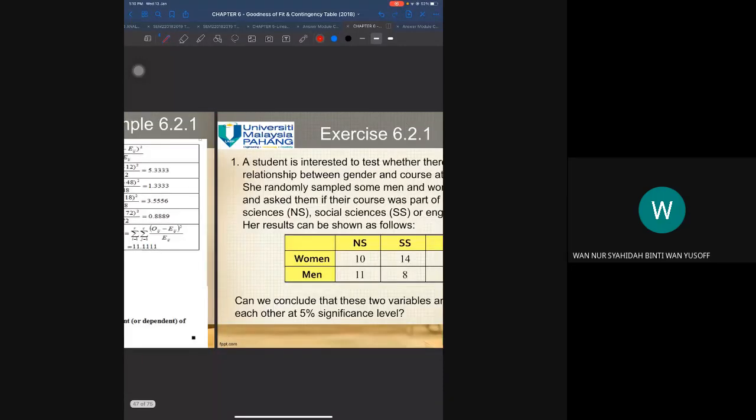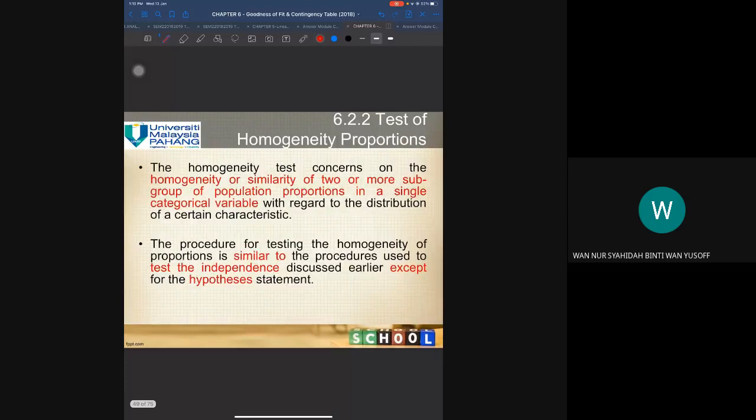Okay, homogeneity of proportion. Homogeneity is about the similarity of two or more subgroups of the population proportion in a single categorical variable. So the task of the homogeneity of proportion is that we need to test the similarity or equality of the row variable, or the similarity or equality of the column variable. It will be either one, not both.